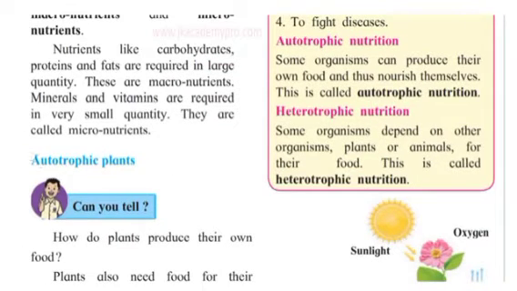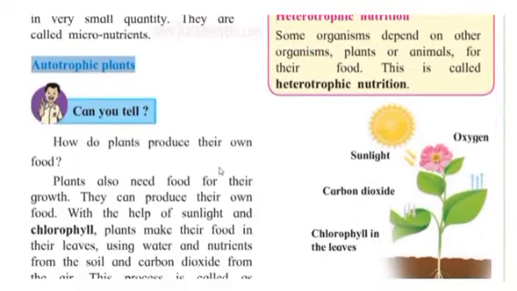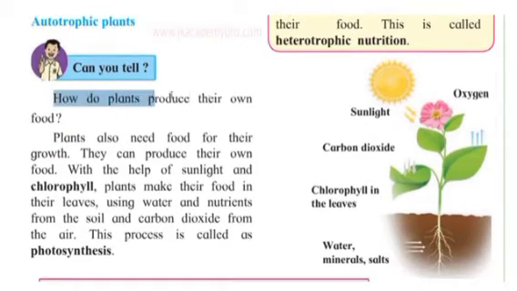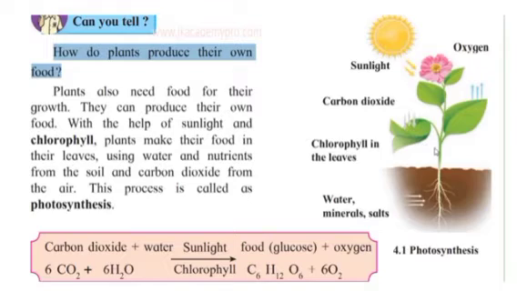Now let's learn more about autotrophic plants, that is, plants that can produce their own food. Now, can you tell how plants produce their own food? Do you know how plants produce their own food? Of course, you have studied about it, isn't it? So let's recollect everything that we have studied.